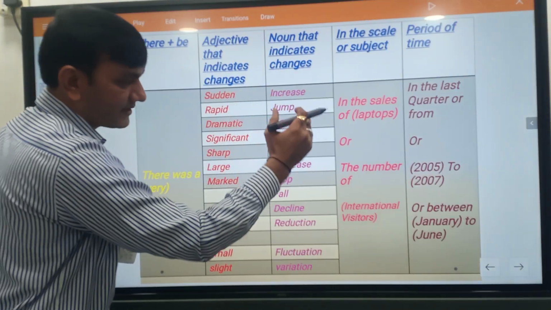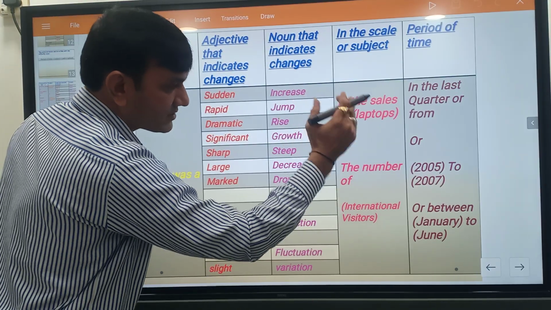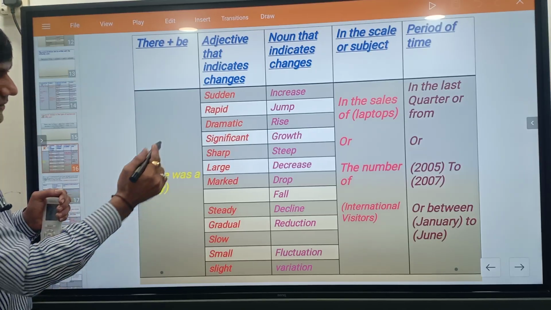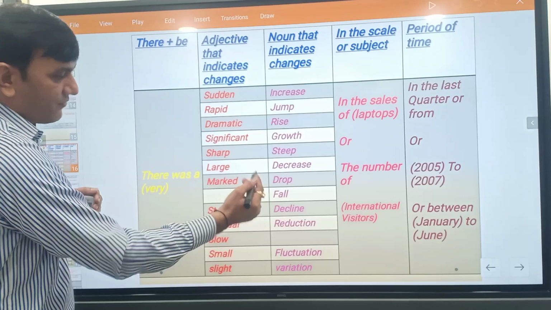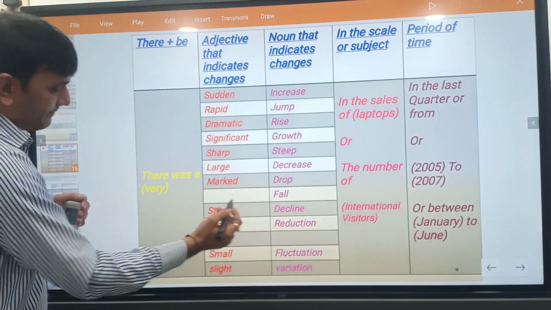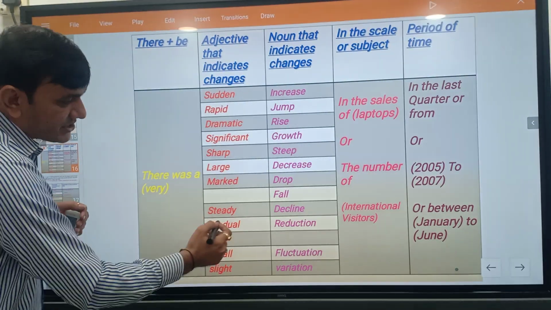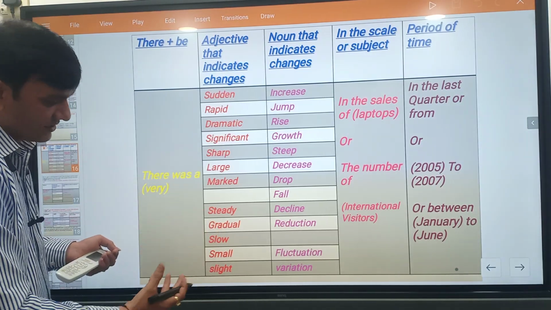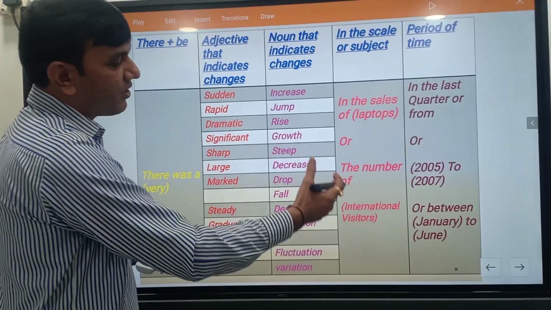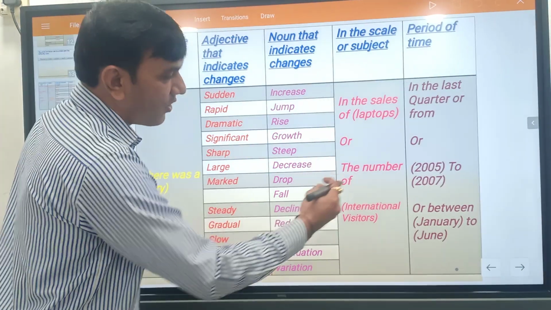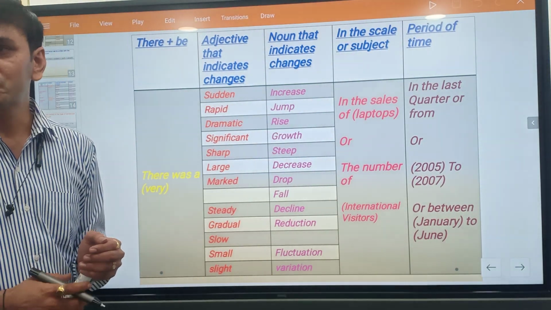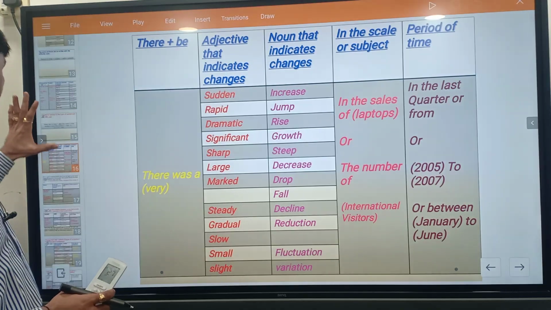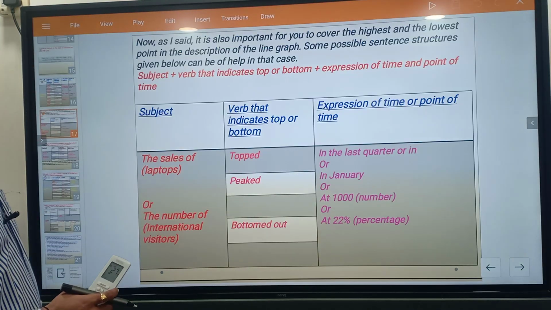The number of international visitors from 2005 to 2007. So this is a whole sentence. Marked drop, fall, steady decline. There was a gradual reduction. There was a slow fluctuation, small fluctuation, slight variation in the number of international visitors from or between January and June. So prepare this structure. These two types of structure are very important, right?